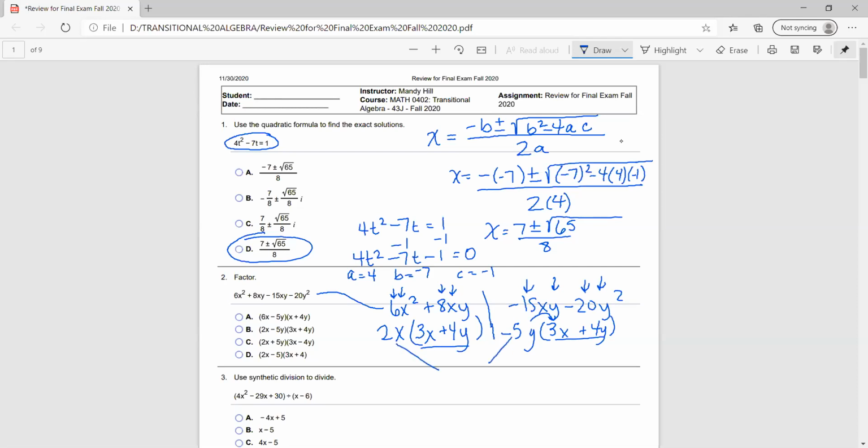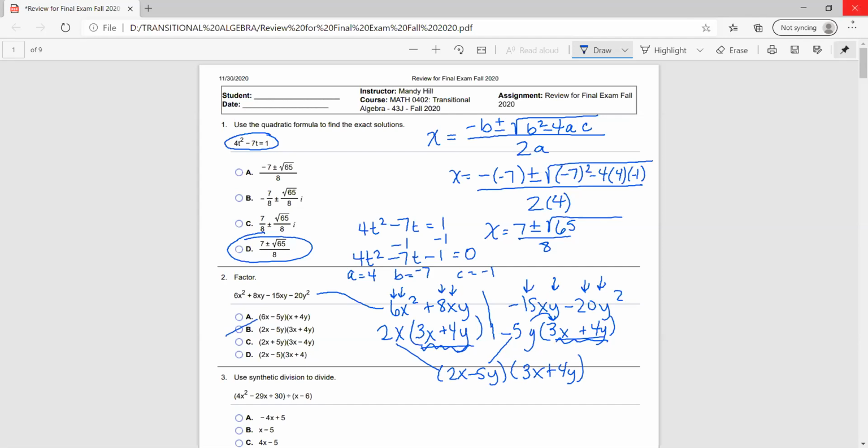So we can pull these two together, 2x minus 5y. And then since these are exactly the same, they can go right here, 3x plus 4y. Now, it doesn't really matter which one I put in the front and the back, as long as I've got the parentheses the same. Okay, so our right answer is going to be B.